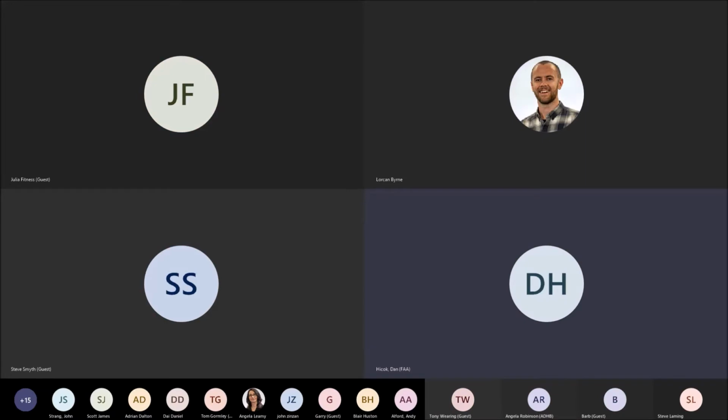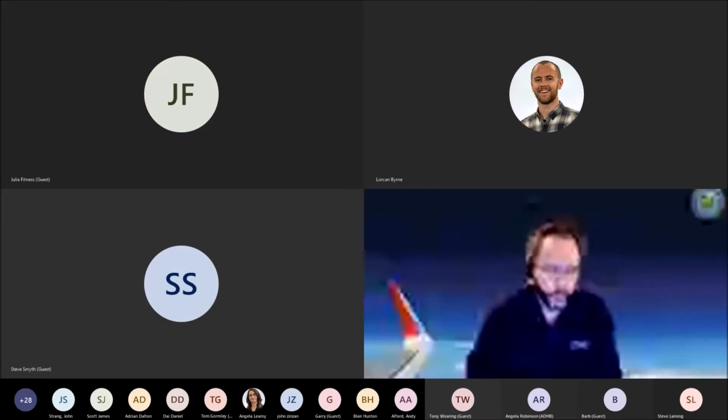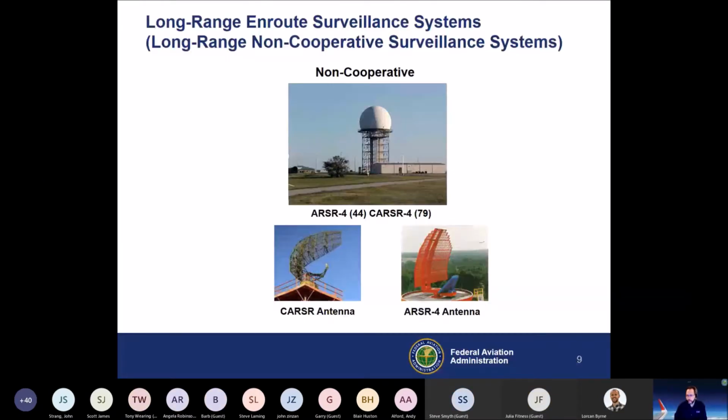And those provide a long-range surveillance source. Those are typically 250-mile radius systems that provide high-altitude coverage of aircraft en route.